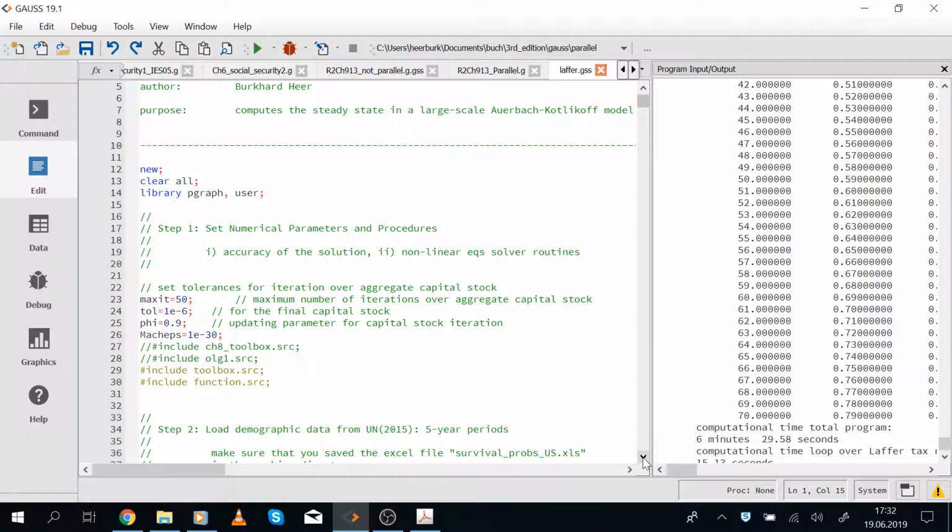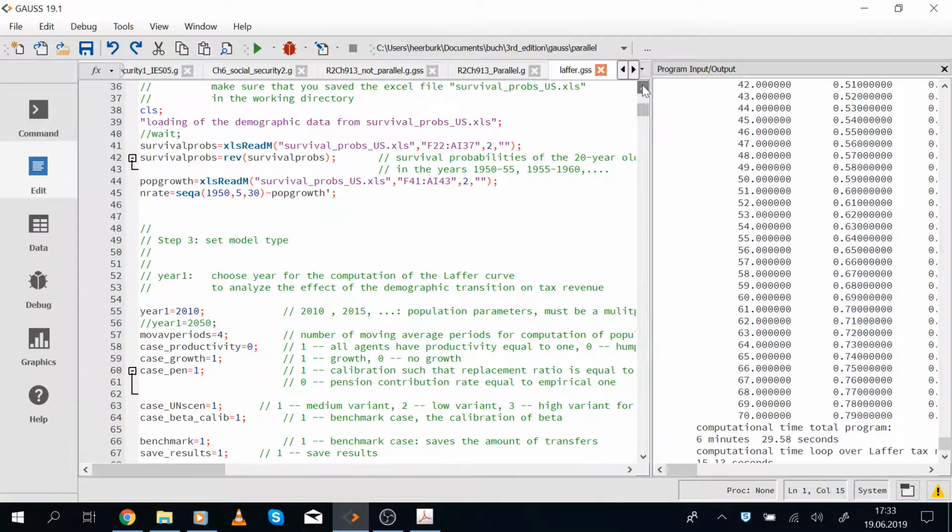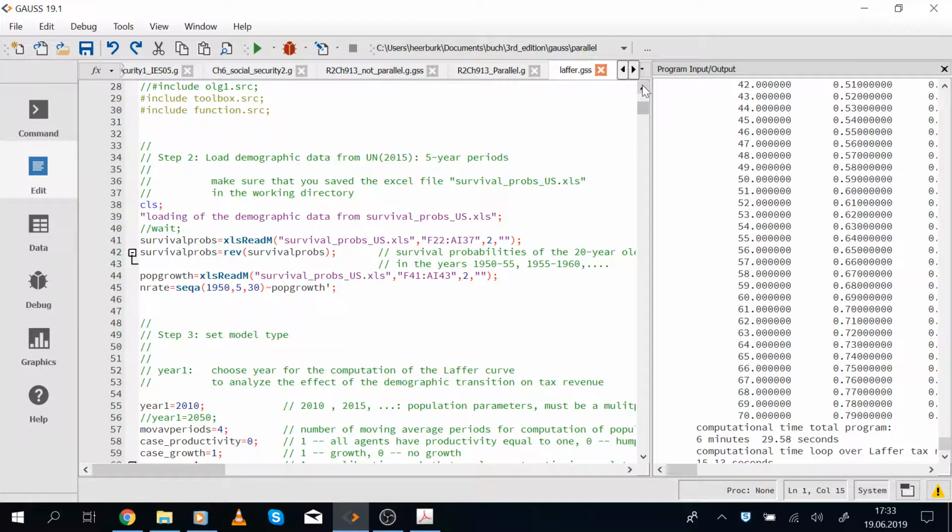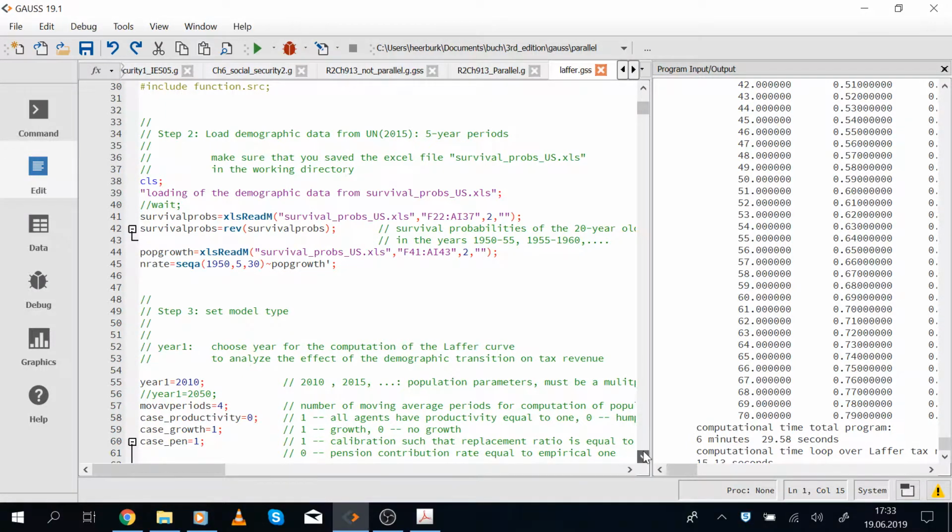Now we distinguish 8 steps in the execution of this algorithm. In the first step, we set the numerical parameters. In the second step, we load the demographic data from the Excel file survival probs US xls. In the third step, we set the model types.